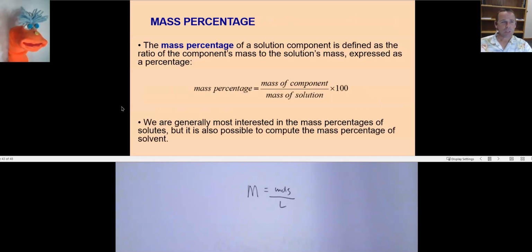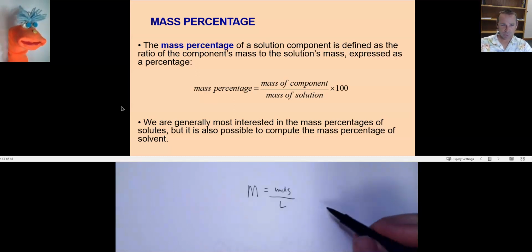Okay? So one way that concentration can be expressed is in terms of mass percentage. Mass percentage. So we have the mass of our solute divided by the mass of solution, and then we multiply by 100, and that gives us the mass percent. So for example, if I had 10 grams of sodium chloride and 100 milliliters of solution, and let's say the density of it was 1, so it's 100 grams of solution.